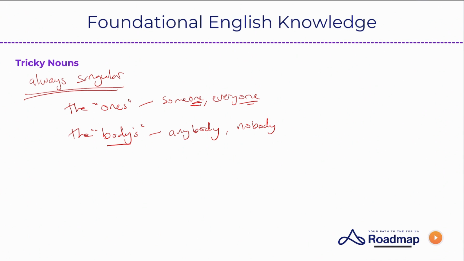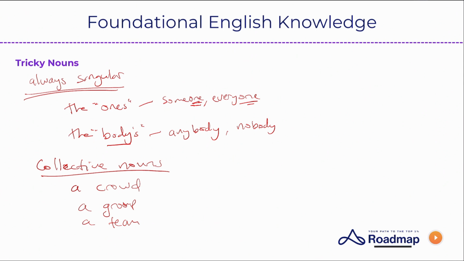So collective nouns are words like a crowd, a group, a team, a band, an audience, right? So even though a crowd can consist of thousands of people in it, you still want to think about this as one collective, as one group of people. So because it's one group of people, you want to consider this to be a singular noun, okay?